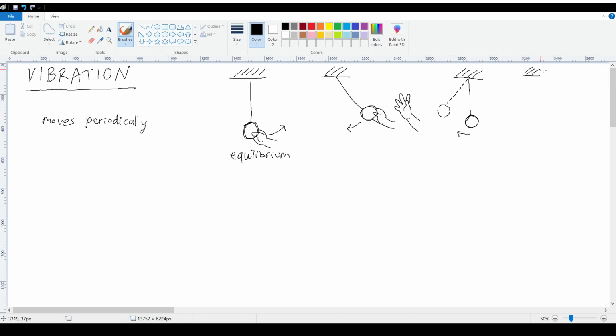Then this mass will move again, getting back to this equilibrium position. But then it doesn't stop there. It will move again to a new displacement until the maximum displacement. And then it will move again to this, and again, and again, until it stops, right?